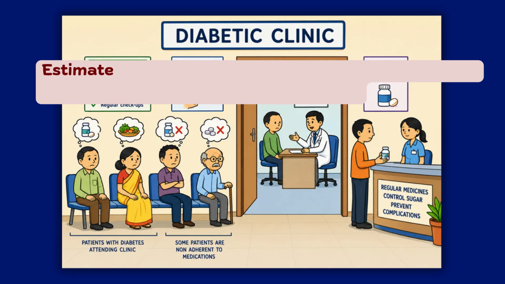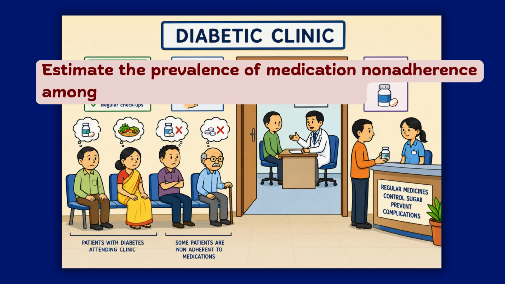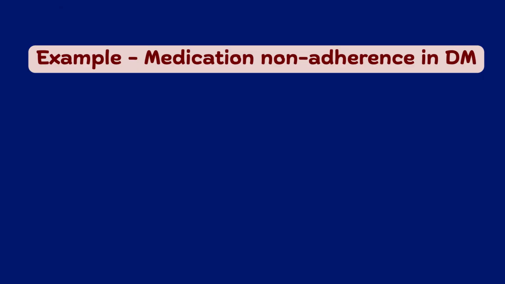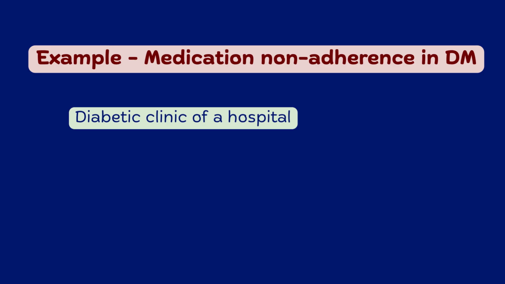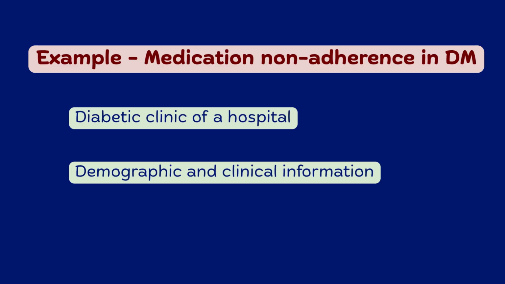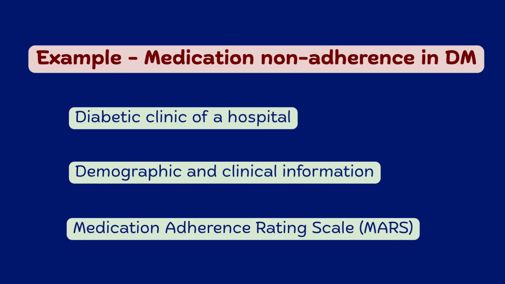Now, consider another study in which a research team wanted to estimate the prevalence of medication non adherence among patients with type 2 diabetes mellitus. They recruited patients with type 2 diabetes mellitus from the diabetic clinic of a tertiary care hospital. After obtaining the basic demographic and clinical details, they measured medication non adherence in these patients using medication adherence rating scale. The assessment was done in one sitting and no follow up was done.